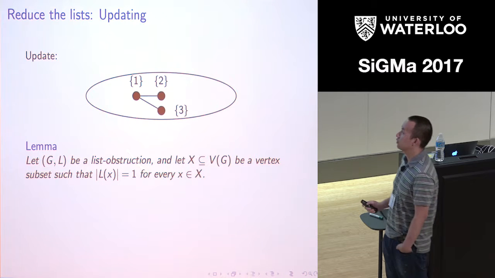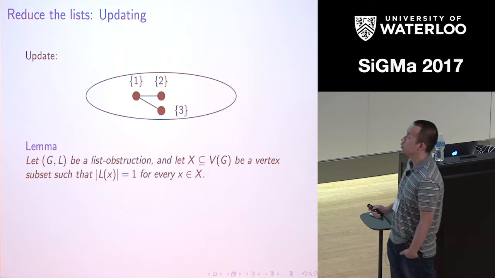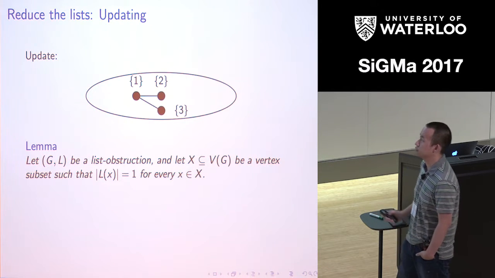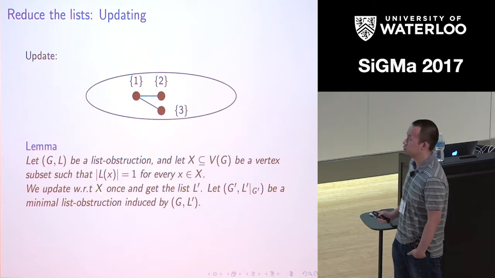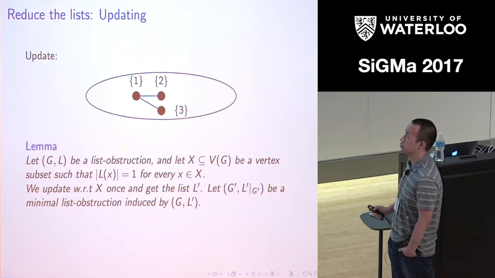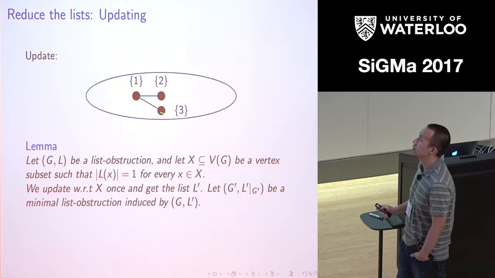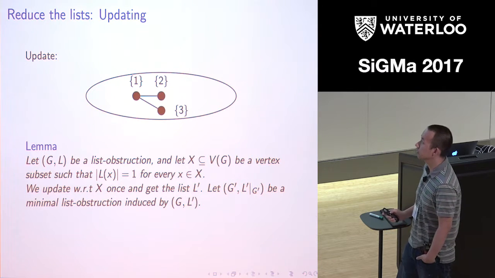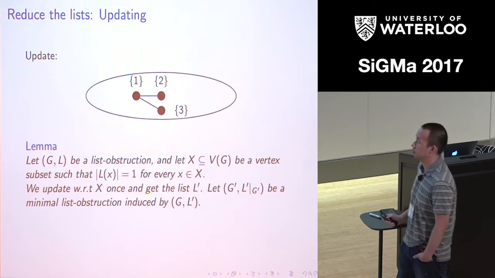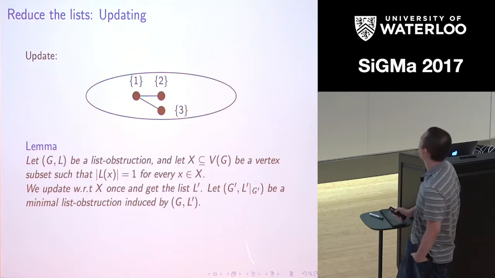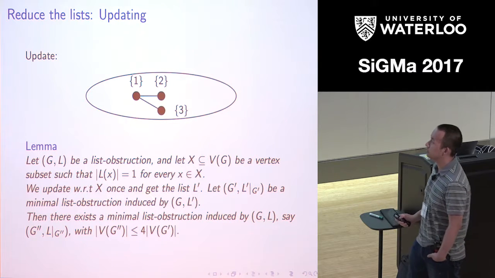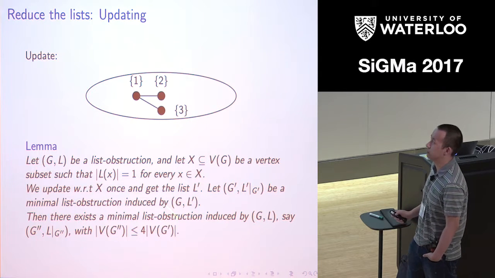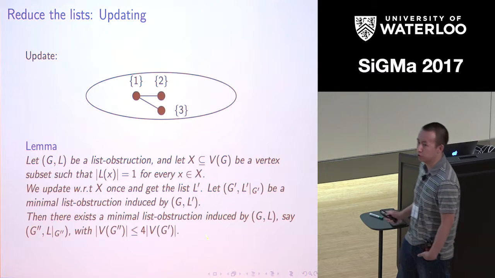So next, we have a list obstruction, not necessarily minimal. We have a set X, whose list is 1, which means that its color is first. So we update with respect to X only once, and we get the new list assignment. Remember, then we change the list of the neighborhood of X. So we assume we find the minimal list obstruction induced by the new list assignment. Then there exists a minimal list obstruction in the original list, which is bounded by 4 times the list obstruction induced by the new list.